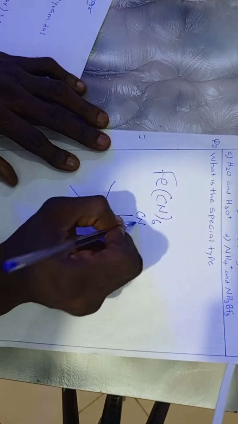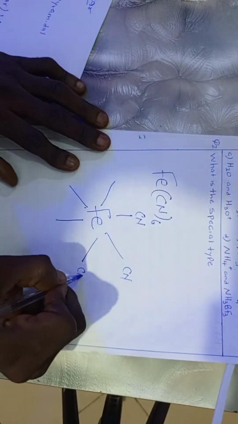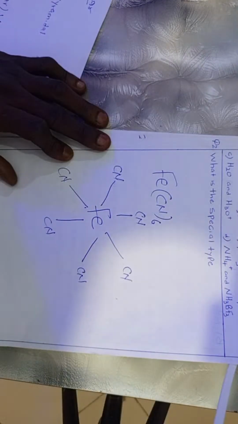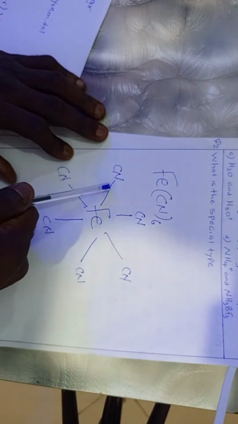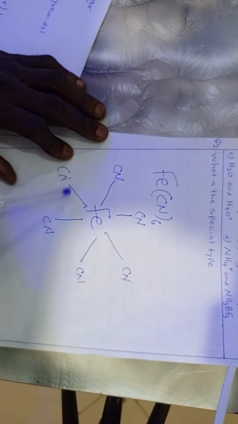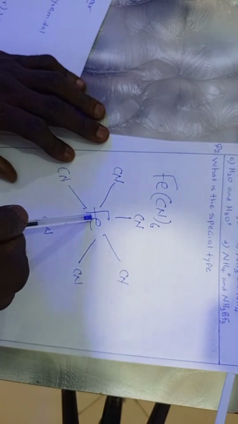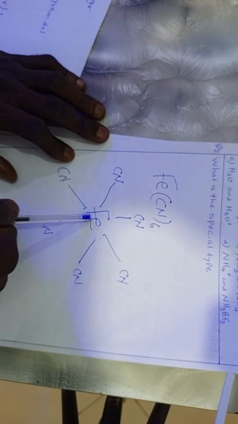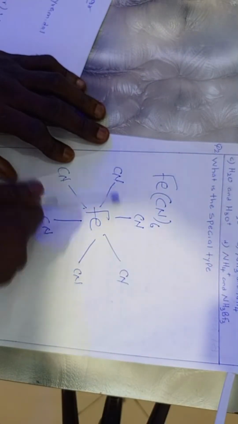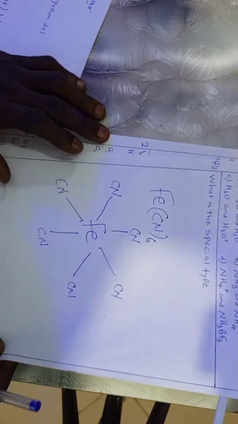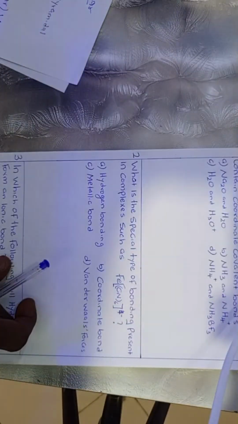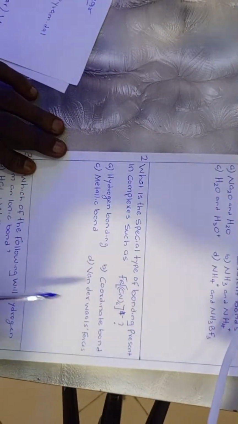So you see CN here, CN, CN, CN, CN, and CN. So all these electrons, which are used to form the 6 bonds you are seeing here, are all contributed by CN. Now the metal cation, which is iron, does not contribute any electrons. So this type of bonding is called coordinate covalent bonding. So the correct answer to question number 2 is option B.